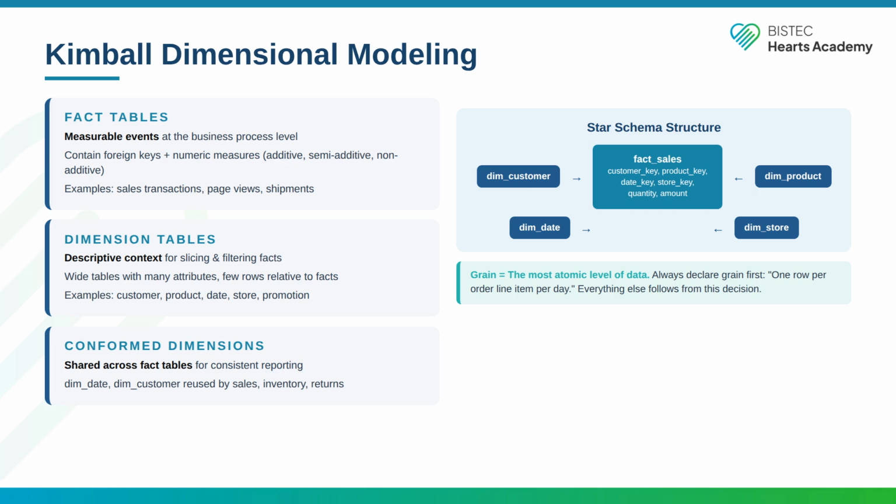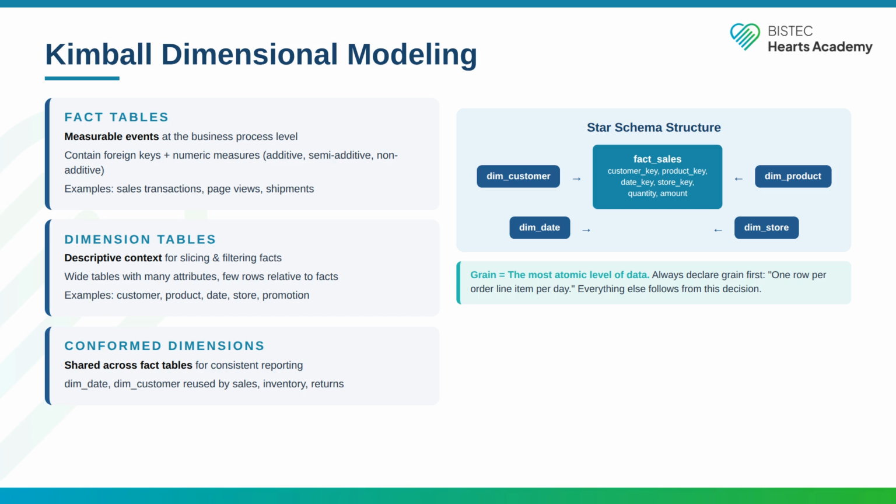They answer who, what, where, when, and why. Dimensions are typically wide tables with many text attributes and relatively few rows compared to facts. Conformed dimensions are dimensions shared across multiple fact tables. The classic example is the date dimension. Every fact table in your warehouse should reference the same date dimension. This enables cross-process reporting and consistent filtering.